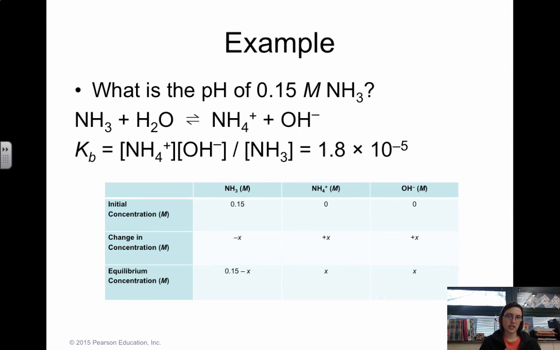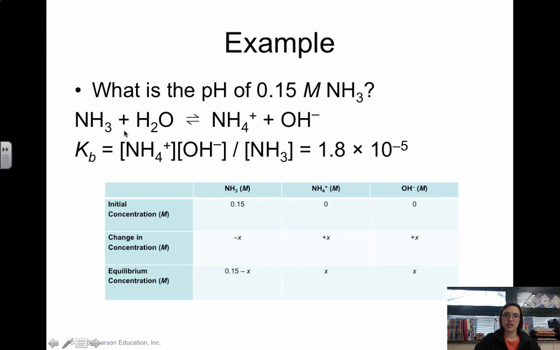So I'm just going to go through very quickly another example looking at Kb now instead of Ka. This says, what is the pH of a 0.15 molar NH3 solution? So just like we did before, now we're finding pH, and now NH3 is a base. In your notes, I want you above NH3 to write base, because that's going to determine what we have to use.